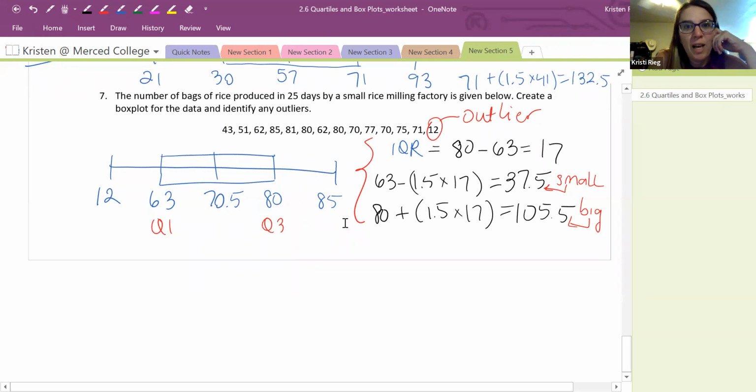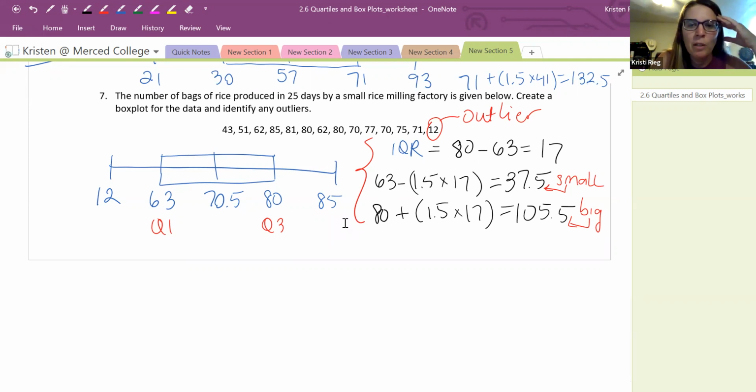Okay, so that's it for the second section, 2.6b, which is on quartiles and box plots. When you come back in the next video, we're going to talk about standard deviation.